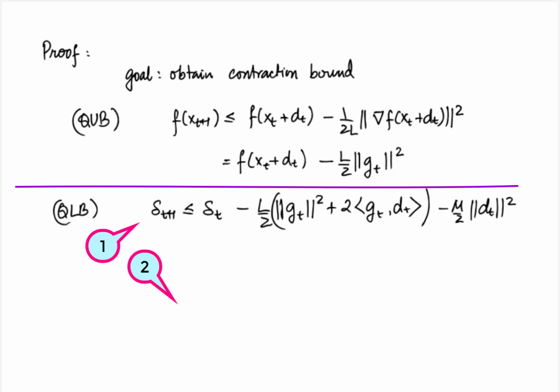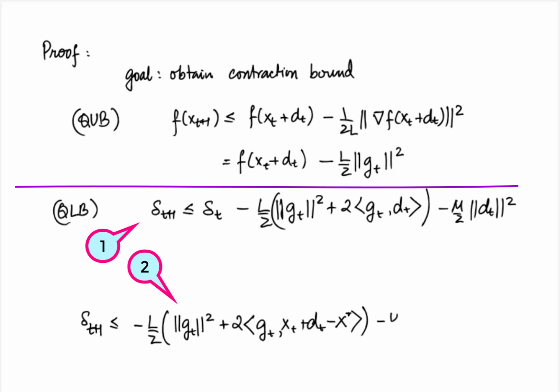And for the second one, we use the quadratic lower bound at x star and rearrange so as to get delta t plus 1 is less than or equal to minus L by 2 norm square of g_t plus 2 times inner product of g_t comma (x_t plus d_t minus x star) minus mu by 2 norm square of (d_t plus x_t minus x star).